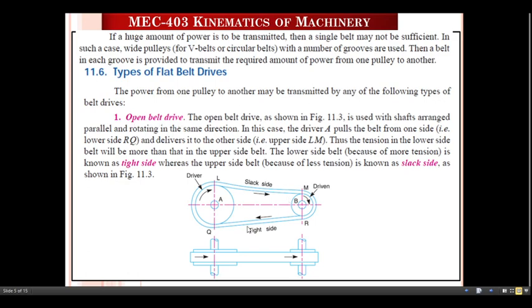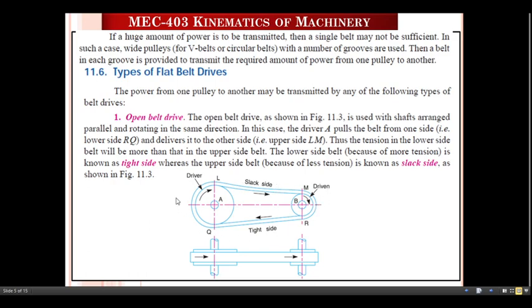First one, open belt drive. Now just see here the arrangement for the open belt drive. The open belt drive is used with the shafts arranged parallel and rotating in the same direction. So in this case, the driver A pulls the belt from one side and delivers to the other side. Thus, the tension in the lower side of the belt will be more than the upper side of the belt. So the lower side belt is known as the tight side, whereas the upper side belt is known as the slack side.